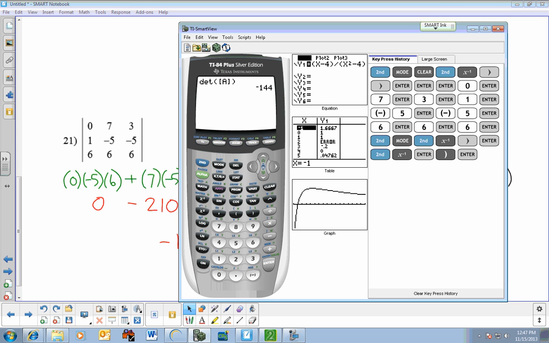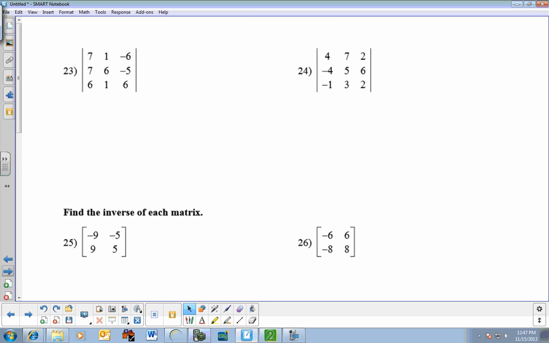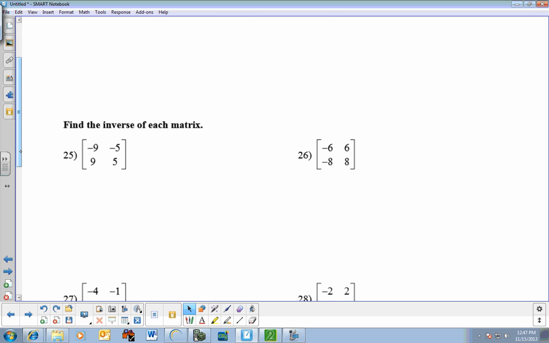All right, so you should be able to do both determinants by hand. I just wanted to show you that you can do this in your calculator as well. All right, so that's the first part of today's video. Next, inverse. The inverse of a matrix has a specific formula.